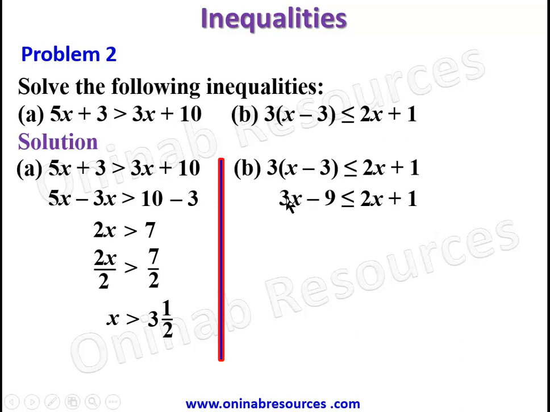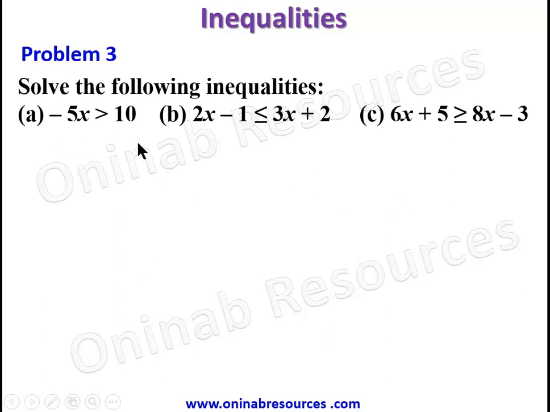So I'm going to retain 3x on the left hand side and bring this 2x to the left hand side. Since it is positive here, on getting to the left hand side, it becomes negative 2x. Less than or equal to, we maintain this one on the right hand side and take this negative 9 to the right hand side, which becomes positive 9. And 2x minus 3x gives x. Less than or equal to 1 plus 9 gives 10. So we have our result as x less than or equal to 10. So we are done with the solution of problem 2.